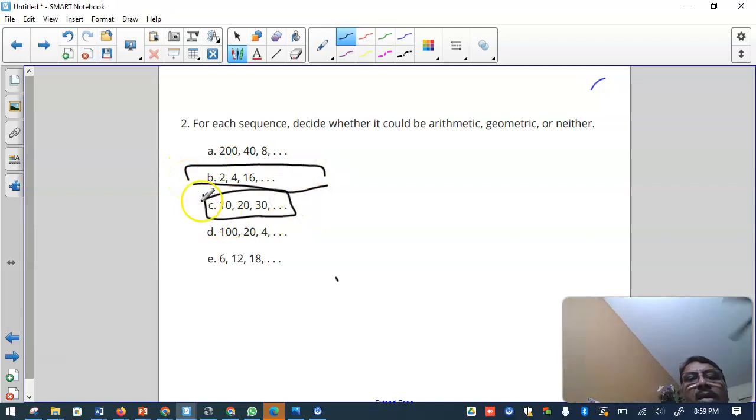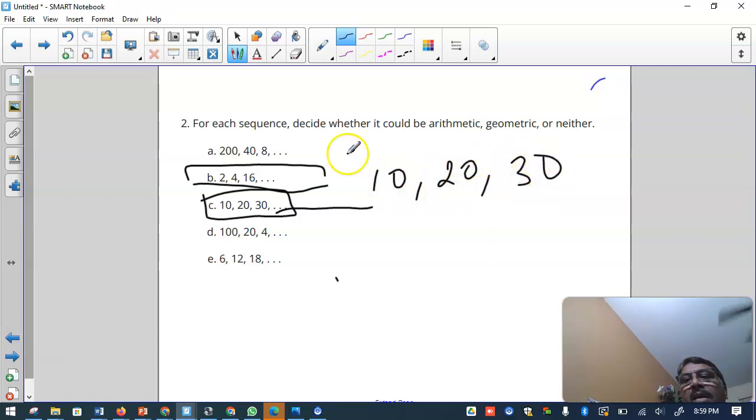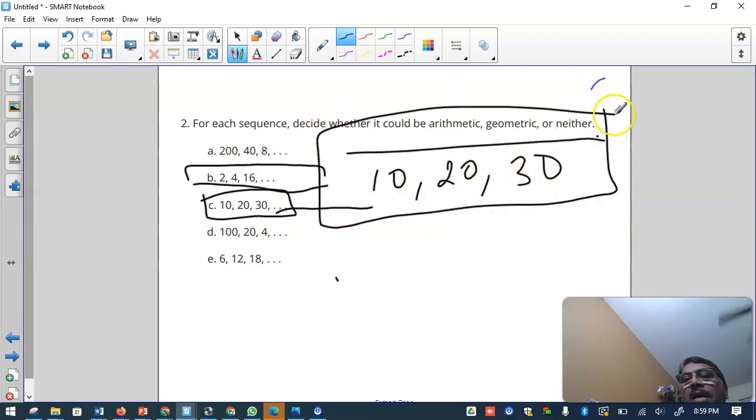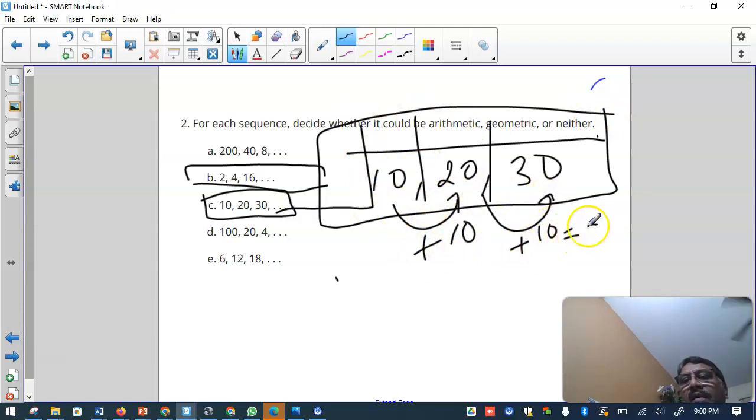The next one, clearly, see these numbers are 10, 20, and 30. By just looking at it, you already know the answer. It is adding 10 each time, plus 10. And that's the rate of change, which is D, the common difference. And that's why this is an arithmetic sequence.